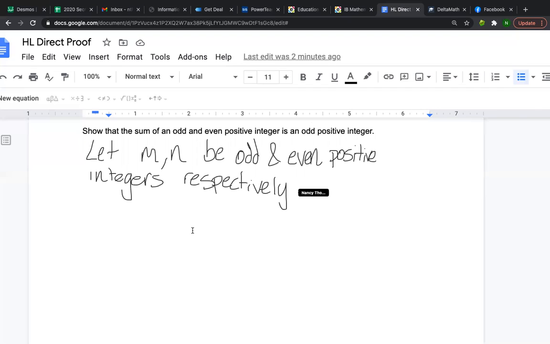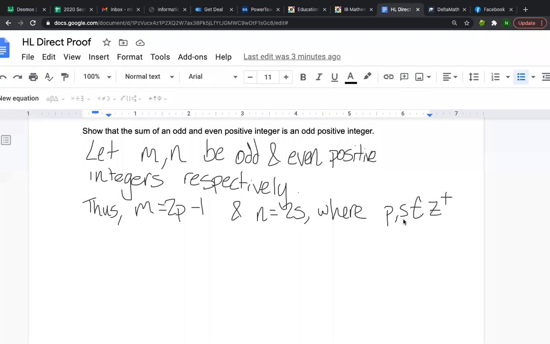I'm going to speak and then pause it and then write it down because this is taking too long. Thus, m is equal to 2p minus 1 and n is equal to 2s, where p and s are elements of z plus. So what I have done here is used the definitions of odd and even. The definition of odd is that you have 2 times some integer minus 1. So think of the odd numbers that you have. 3 is the same thing as 2 times 2 minus 1.